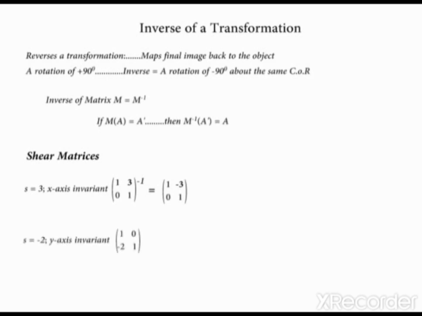1, 0, negative 2, 1 is a shear matrix with scale factor negative 2, y-axis invariant. The inverse of this matrix will therefore be 1, 0, 2, 1.